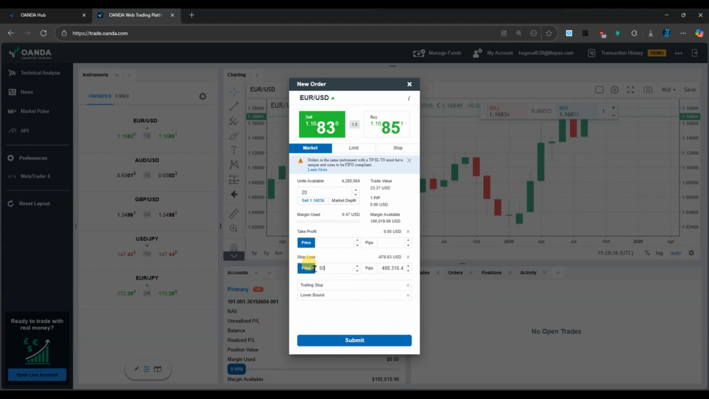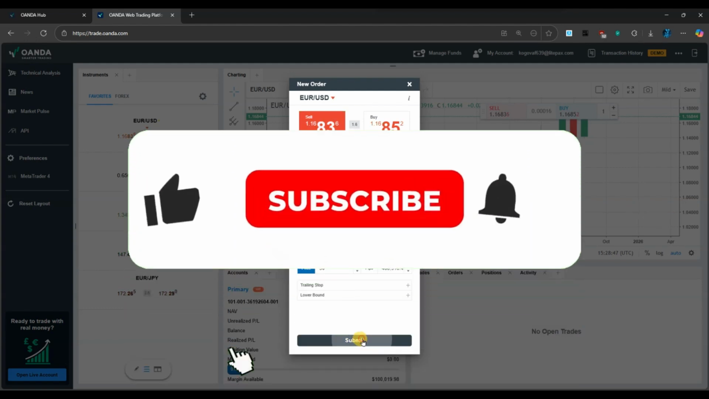This way, you can manage your risks effectively and trade with more confidence. Now you know how to set a stop loss in OANDA.